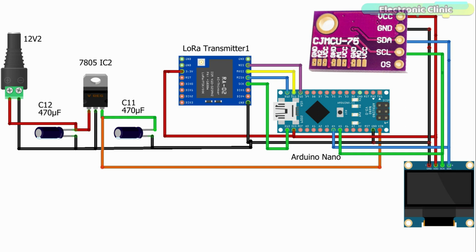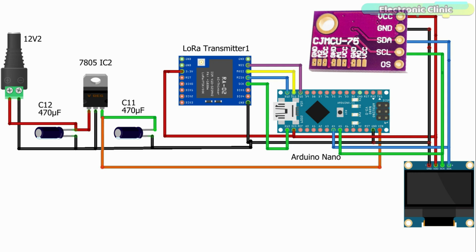The MISO pin of the LoRa module is connected with the Arduino pin 12. The MOSI pin is connected with pin 11. The SCK pin of the LoRa module is connected with pin 13. The NSS pin is connected with the Arduino's pin 10. And the ground pin of the LoRa module is connected with the Arduino's ground.